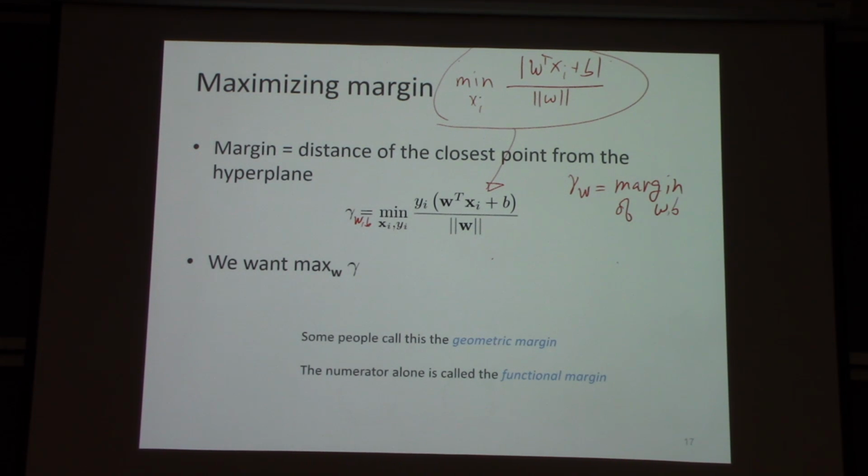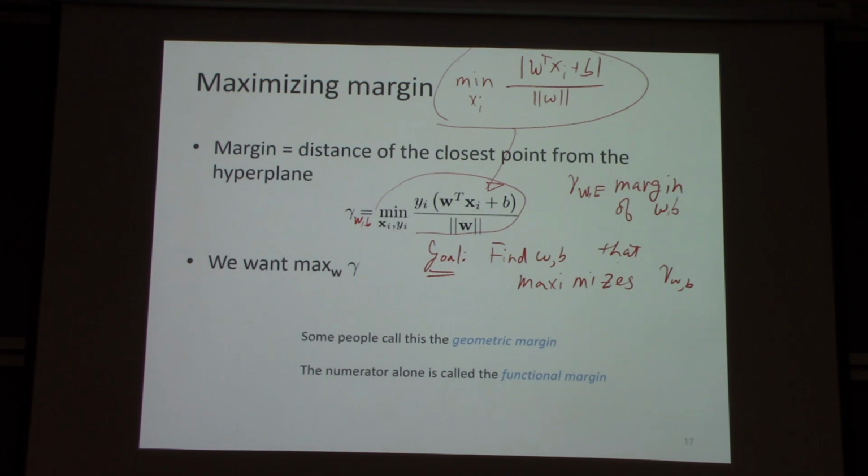The goal is to find W and B that maximizes gamma WB. So that's your learning strategy. Find the W and B that maximizes the value of this quantity. Which quantity? The minimum of the closest distance to the hyperplane. So the minimum over xi, yi of yi times W transpose x divided by the norm of W.